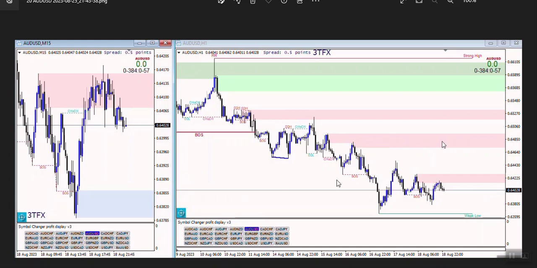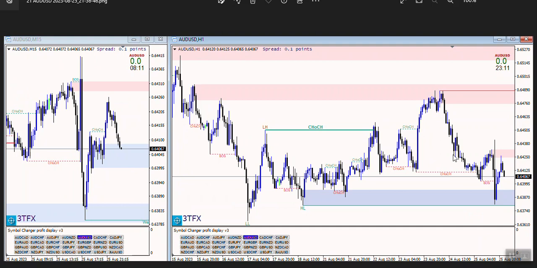So let's look at what happened on AUD USD. The expectation is price gets to this order block, then we'll look for a sell setup. Let's see what happened. Yeah, price pulled back to that order block and dropped massively. How did it happen? How would you have been able to take this trade?